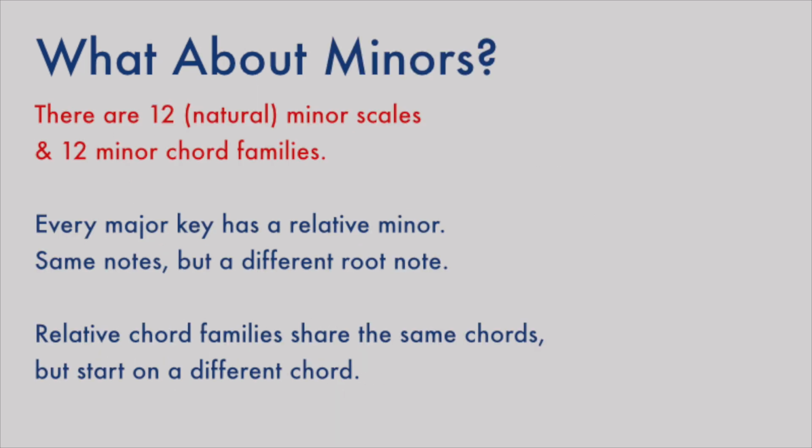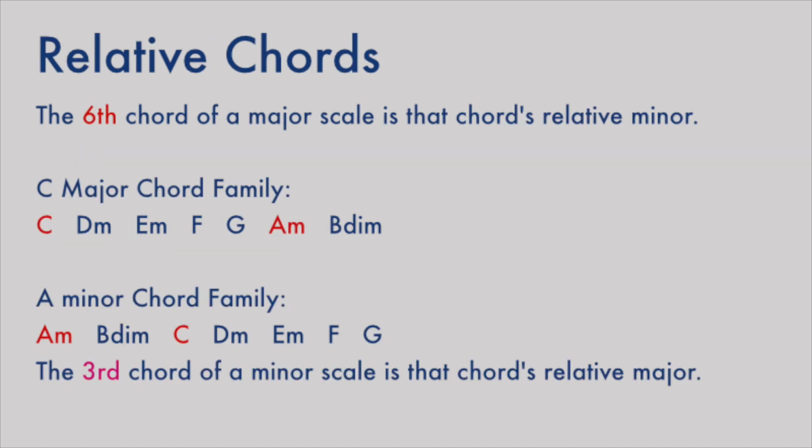Now what about minors? There are 12 natural minor scales and 12 minor chord families. To make it easier, every major key has a relative minor. The relative major and minor share the same notes but start on a different root note. The relative chord families share the same chords but start on a different one. The 6th chord of a major scale is that chord's relative minor. For example, the relative minor of C major is A minor.